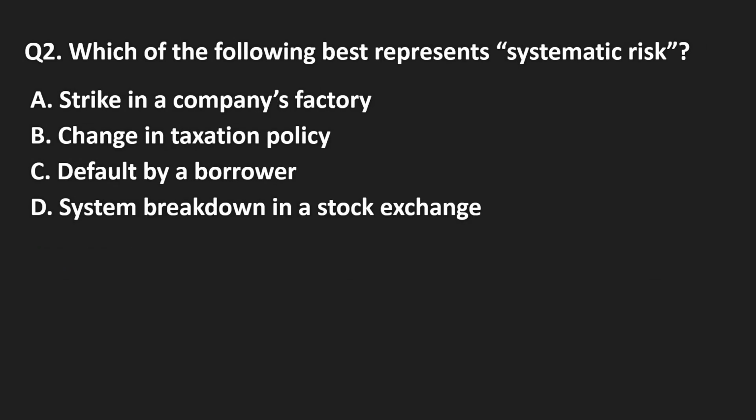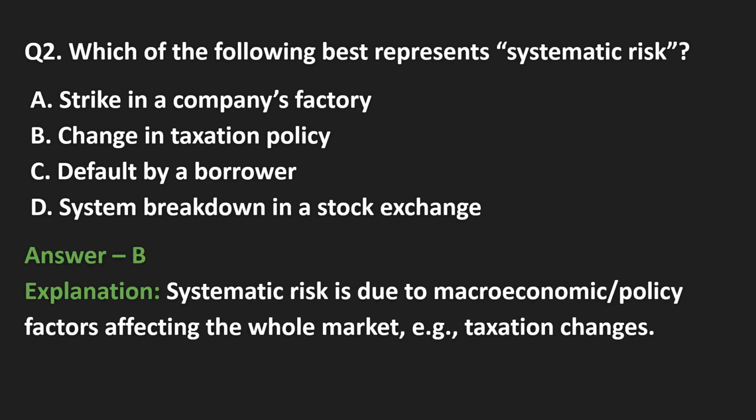Next question. Which of the following best represents systematic risk? Option A, strike in a company's factory. Option B, change in taxation policy. Option C, default by a borrower. And option D, system breakdown in a stock exchange. Correct answer is option B, change in taxation policy. Systematic risk is due to macroeconomic or policy factors affecting the whole market. Example, taxation changes.